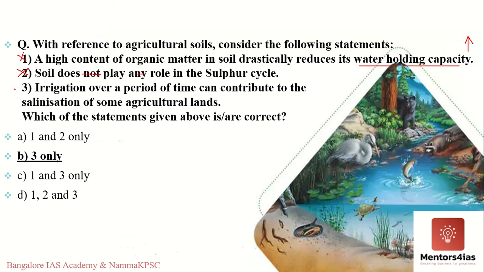The third statement says irrigation over a period of time can contribute to salinization of some agricultural lands. Yes, this is a very big problem in India. There are regions where you don't have enough water for cultivating land, and there are regions where excess water is wasted and lands are flooded with excessive water, where the salt contained in this water gets deposited, and therefore the salinity of soil actually increases. So the third statement is right, and therefore the correct option is B, 3 only.